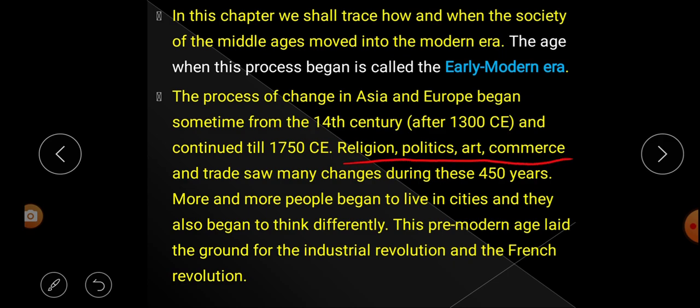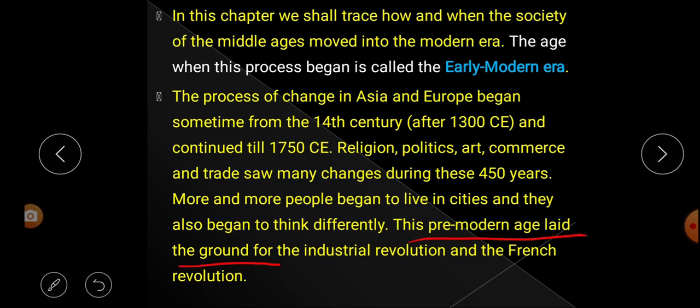Religion, politics, art, commerce and trade saw many changes during these 450 years. Listen carefully. That means there were many changes during these 450 years in religion, politics, art and commerce. Next sentence. More and more people began to live in cities and they also began to think differently. So during this early modern era, more and more people began to live in cities and they began to think differently.